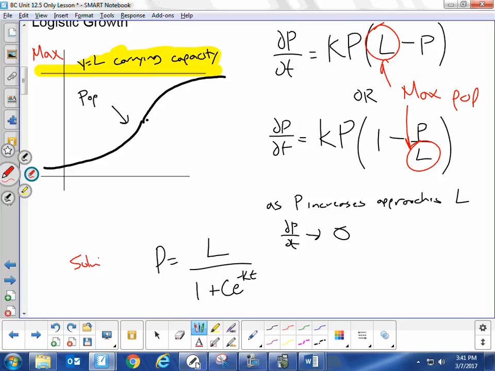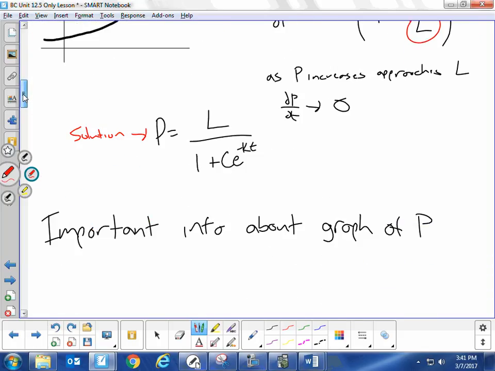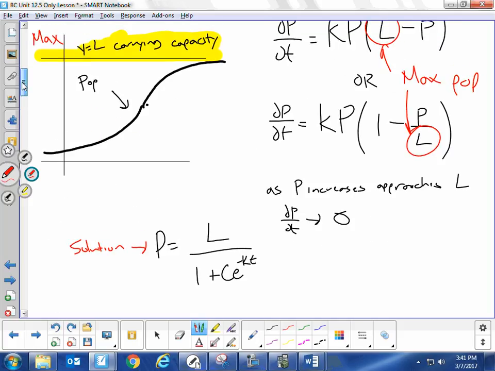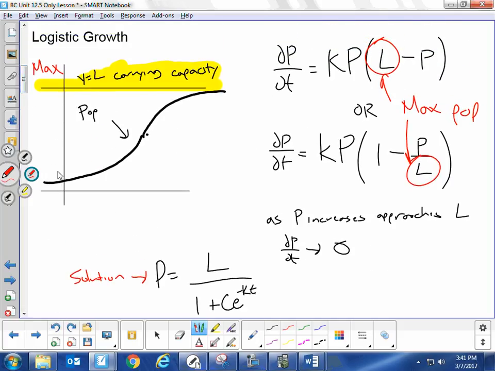Here's my solution. Most likely we won't have to use it, just like we won't have to use the solution to the exponential growth and decay situation. Important info about the graph of P. Well, we are concave up, and then we flip to concave down. This is a very important point. This is the point at which we are growing at the fastest. So dP/dt is at a max at this point. It is also an inflection point.